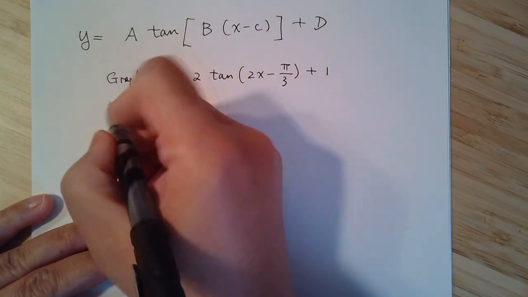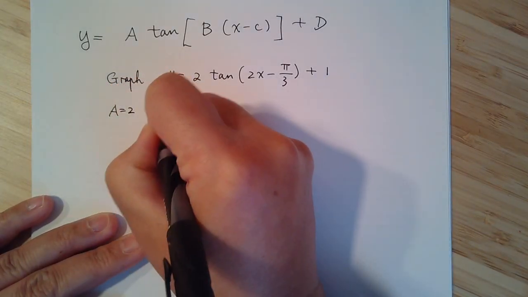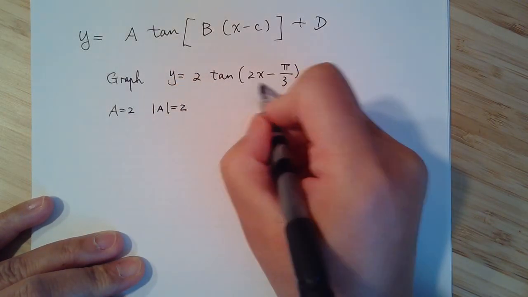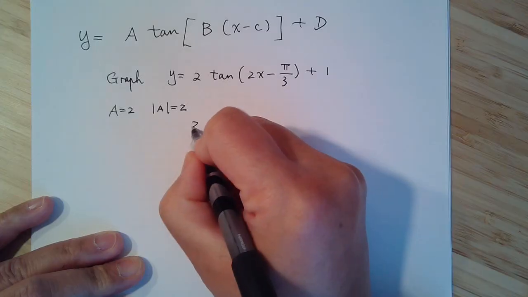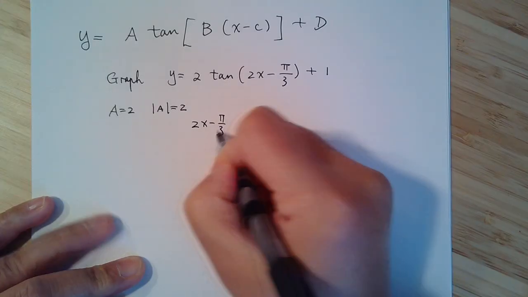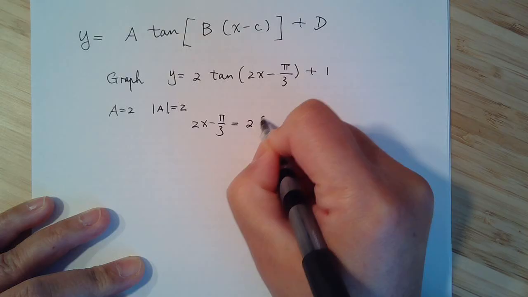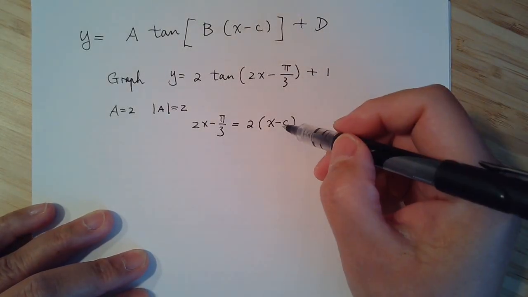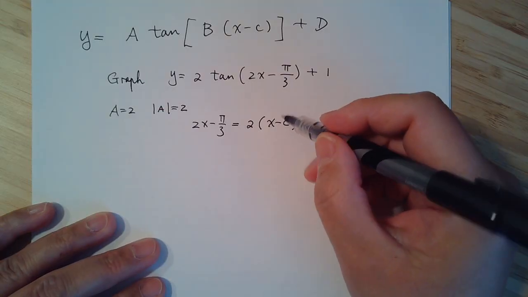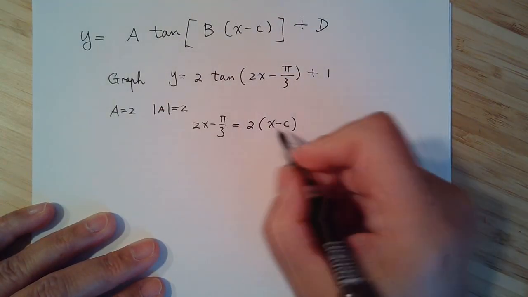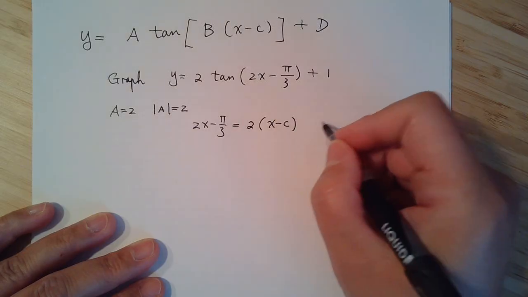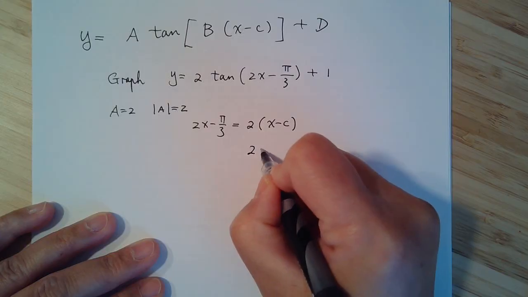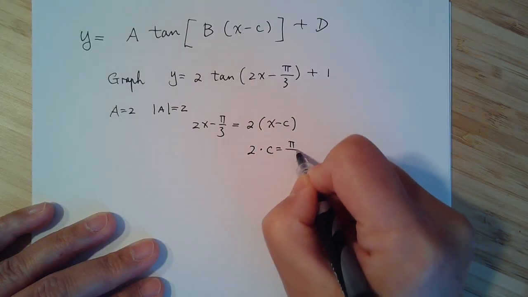You can see A is 2, and this is the amplitude, right? It's 2. Now B is this 2, but you have something behind, so you get 2x minus pi over 3. You need to write that as 2x minus c, so you can find what c is. There are several ways to do it. One is that you factor 2 out, so the inside you have to divide by 2. Therefore, your c will be pi over 6. Or you can say 2 times c is pi over 3, isn't it?